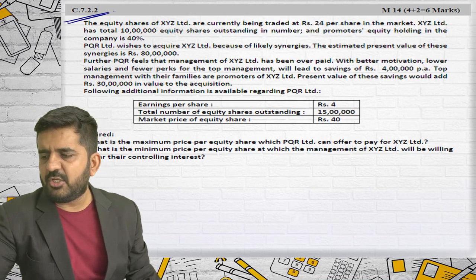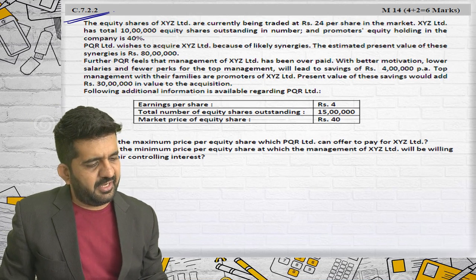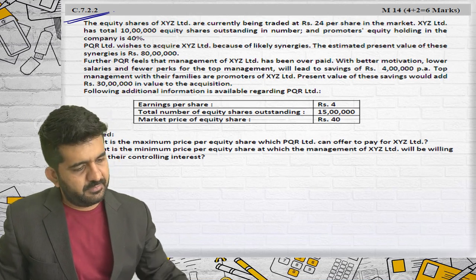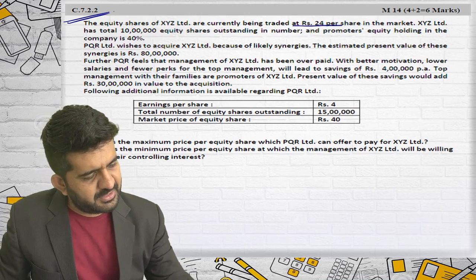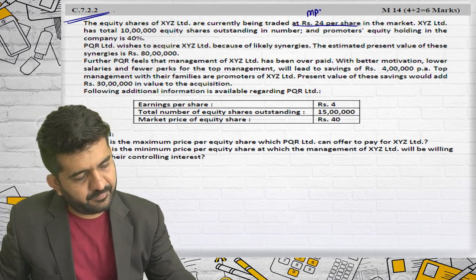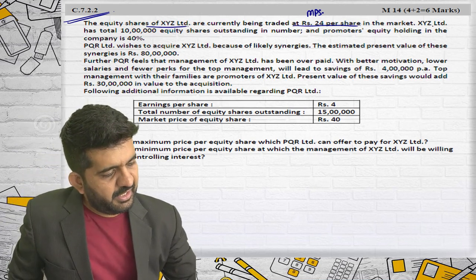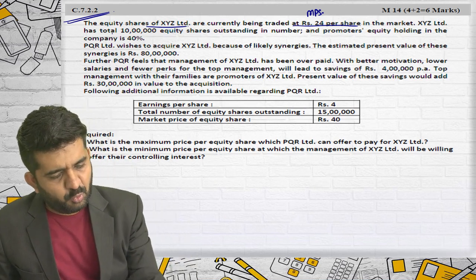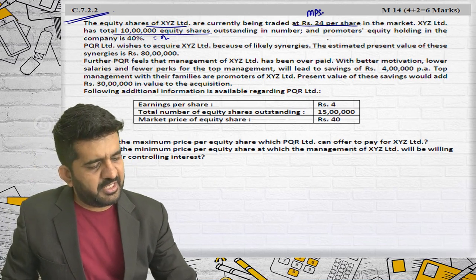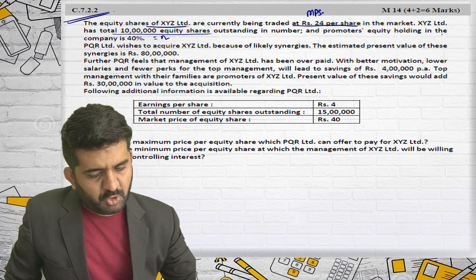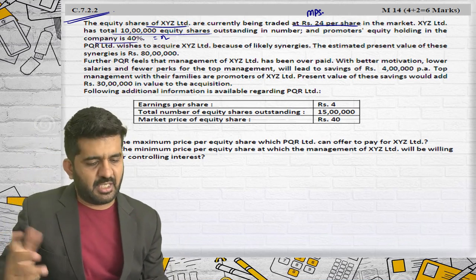The equity shares of XYZ Limited are currently being traded at 24. Let me write down, tick mark the detail. This is MPS. We don't know whether XYZ Limited is purchasing or selling. In the market, XYZ Limited has a total of 10 lakh equity shares. This is N, outstanding in numbers. And promoters' equity holding in the company is 40%. So 4 lakh of the shares are held by promoters.